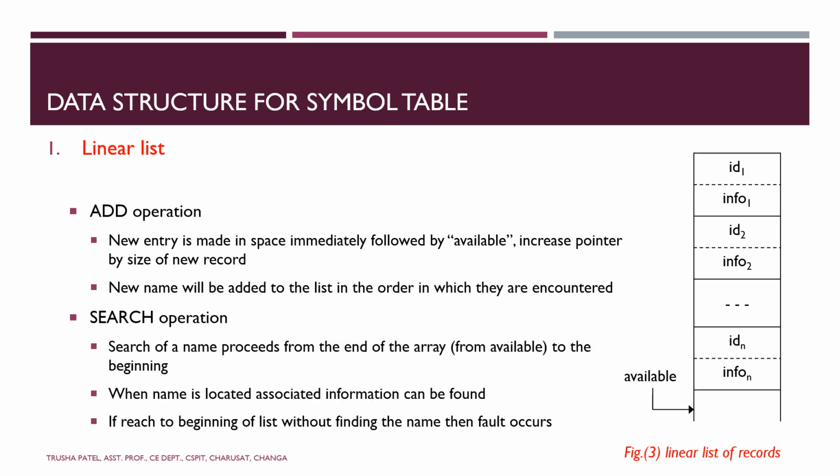Now to perform the search operation, the search for the name will start from the available pointer and go till the beginning of your list. When the name is located, the associated information will be retrieved or updated, whatever you want to do. But if you start from the available pointer and go till the beginning and the variable is not found, in that case a fault occurs. So an error is given by your program.